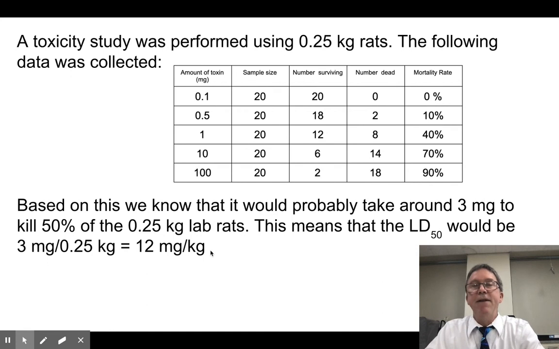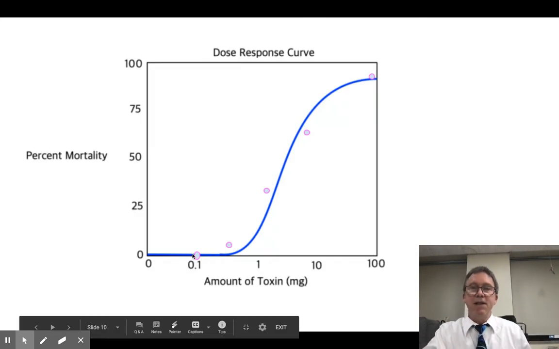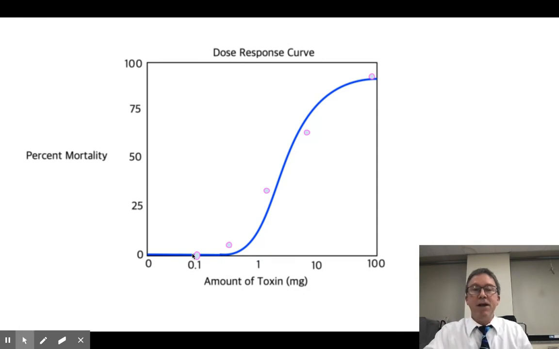All right. Now let's just see what the dose response curve would look like. A dose response curve looks like this. It looks a little bit, or quite a bit actually, like the carrying capacity curve. So it's a logistic curve. The idea is that at first, none of them were dying.